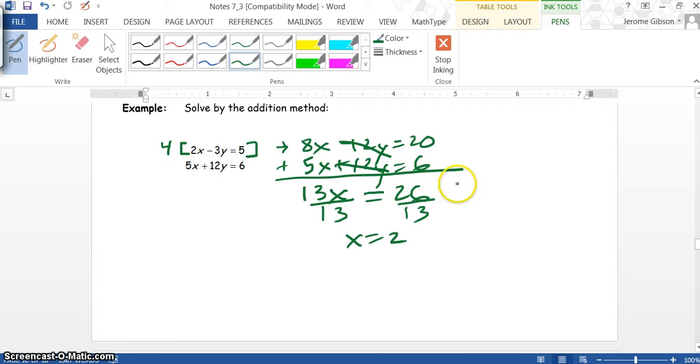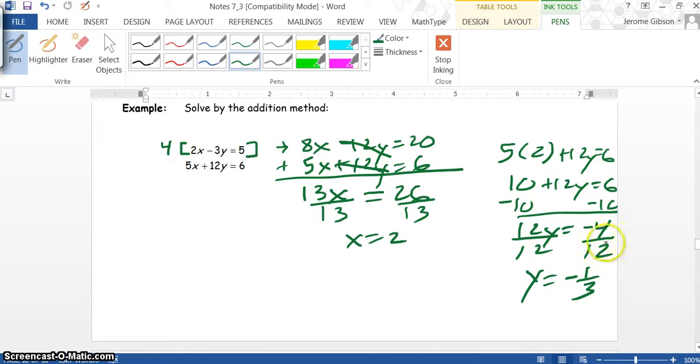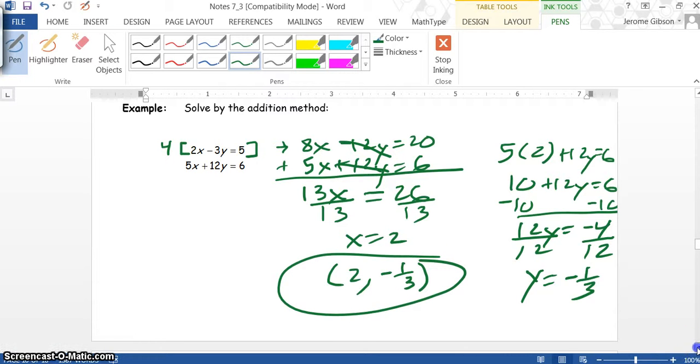So I'm going to pick the bottom equation and substitute in 2 for x. So 5 times 2 is 10, plus 12y equals 6. Subtract 10 on both sides. We have 12y equals negative 4. Divide each side by 12. And y will end up being negative 1/3 when you divide numerator and denominator by 4. So it would be 2, negative 1/3. That's the final answer.